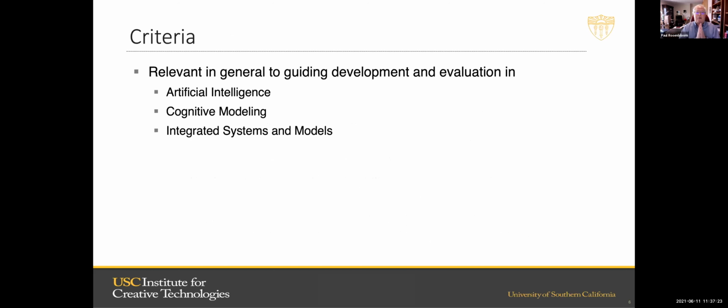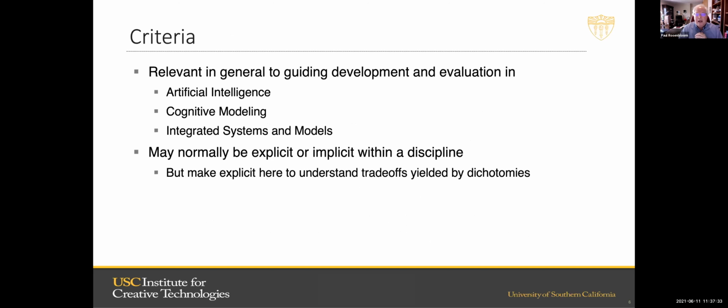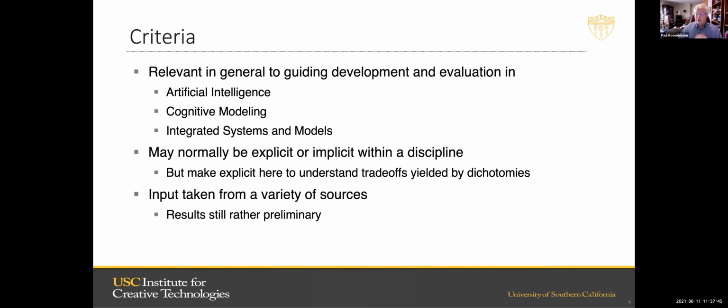Okay, so we're talking about criteria. We're talking about things that are relevant to guiding the development and evaluation of AI and cognitive modeling in general, cognitive architectures more particularly. They're often explicit or implicit within a discipline, but the goal is to make them as explicit as possible here so that we can start understanding the trade-offs yielded by the dichotomies. The input for this is taken from a variety of sources, but you should still view this as very preliminary.